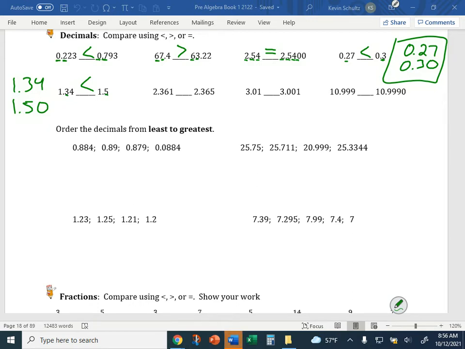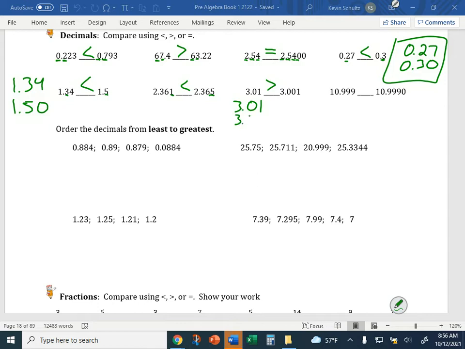2.361, 2.365. Same number of wholes, same number of tenths, same number of hundredths. But, Kate, 1 thousandth is less than 5 thousandths. So it's going to be the less than symbol. 3.01 and 3.001, Colin? Greater than, okay? Zeros in between numbers, they count, okay? We have to include them. We can't just get rid of them.